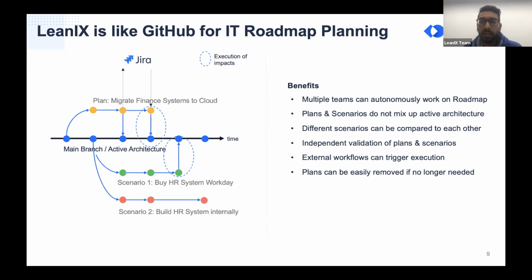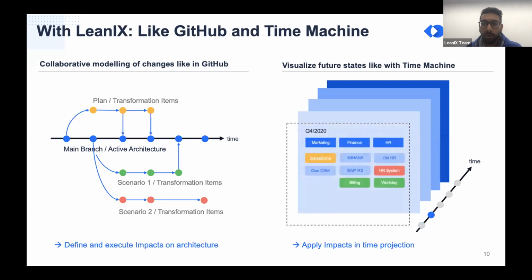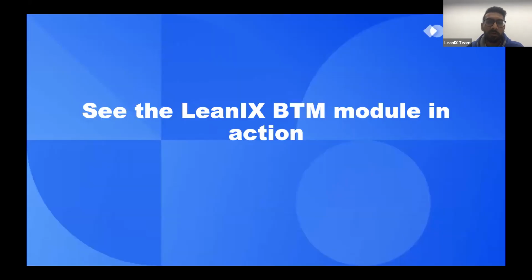The planning and modeling is just one part of it, but now is where the fun begins. How do you actually look into the future? How are you able to make a decision for your future and then shape the future of your organization? This is where LeanIX now helps you visualize future states, like with the time machine. It's not just about looking at your as-is state or your current state for your architecture, but also about jumping into a future point and having a visual representation of the different plans and scenarios that you've modeled out. To explain more, Johannes will now take us through a demo and use case.